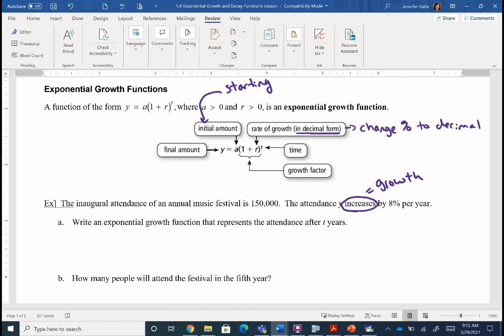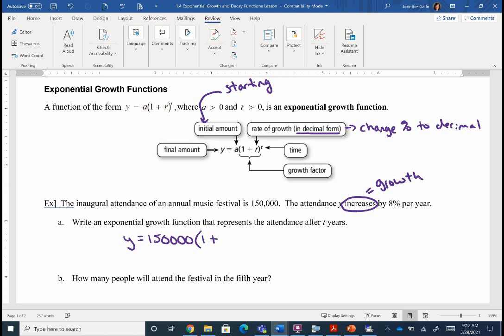In letter A, we just want to write a function that represents the situation that we have. So the y in the function is the final amount. I don't have a final amount, so I'm just going to put a y. The a is our starting amount. How much do we start with? What's our initial amount? 150,000. Yeah. We start with 150,000.